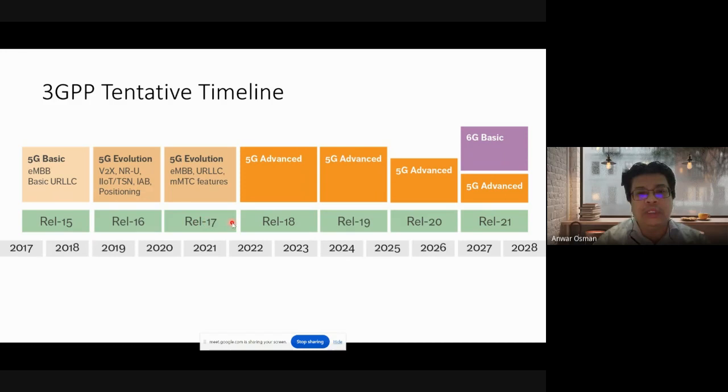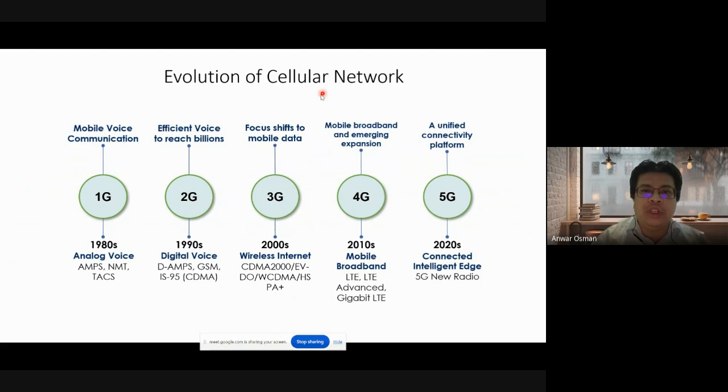Now, when it comes to release 18, is the start of the so-called definition of 5G Advanced, right? It was released last year. And then we're going to release 19, which is ongoing, and release 20. And we are expected to have the first report of 6G in the year 2027 or 2028.